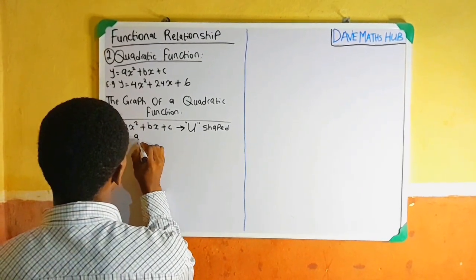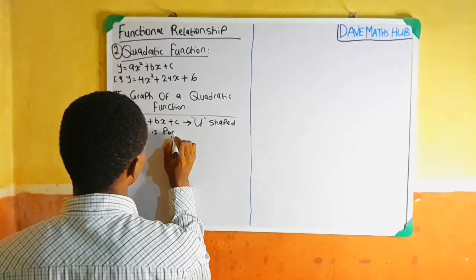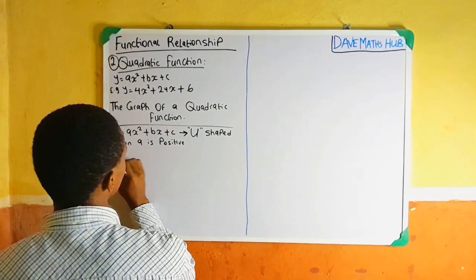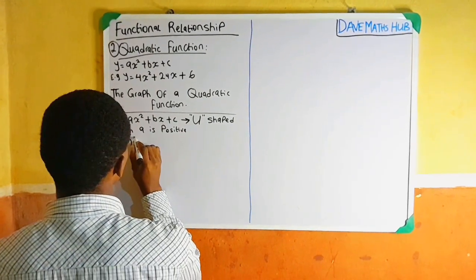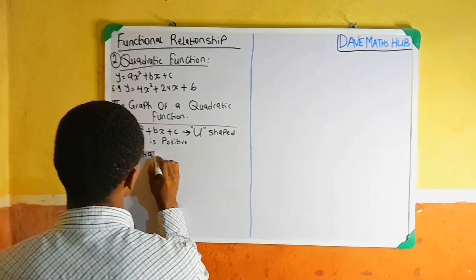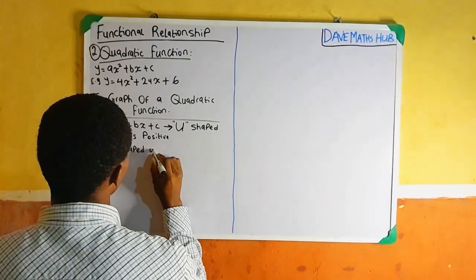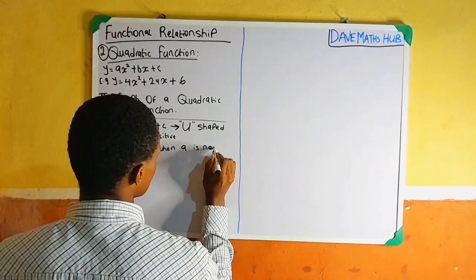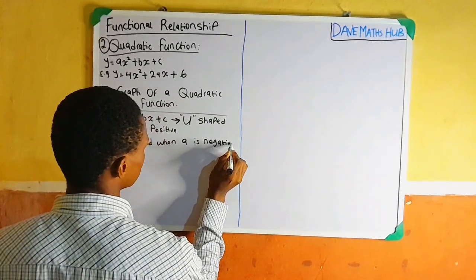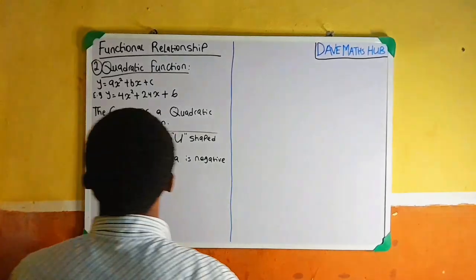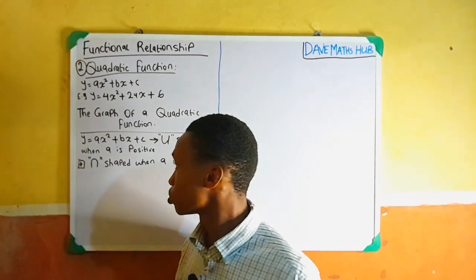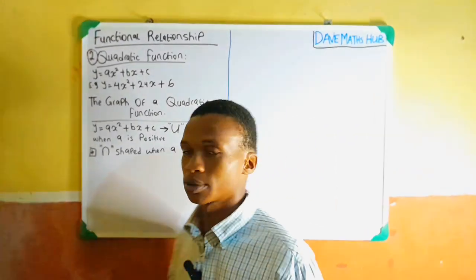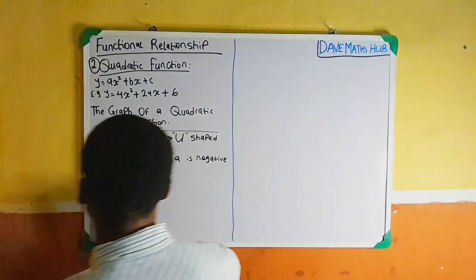When a is positive, and n-shaped when a is negative. So we use some examples to illustrate what I mean by U shape and N shape. Look at this example now.